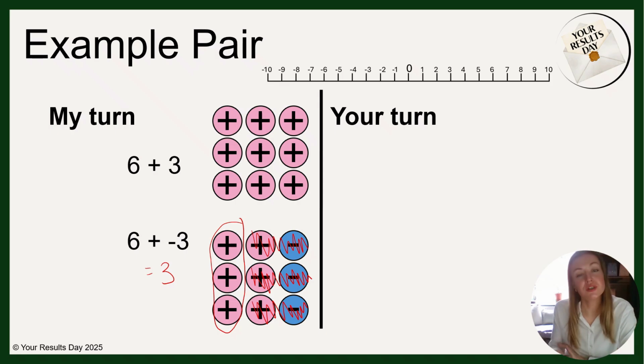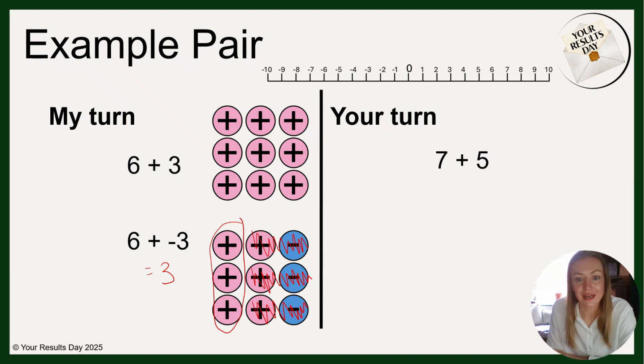And don't forget, you can use this strategy for yourself, even in your exam. If you just want to draw yourself some little circles that represent positives and negatives, you absolutely can. You don't have to use the colours, but you can put little pluses and little minuses inside them so you know how many positives and how many negatives you've got.